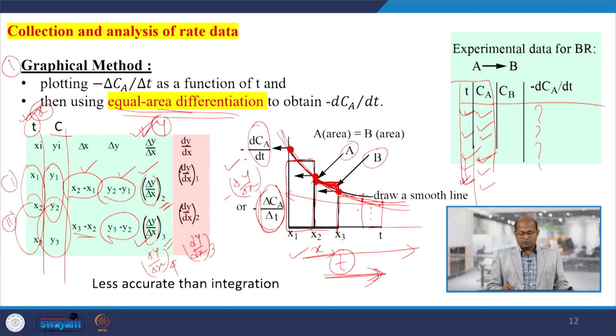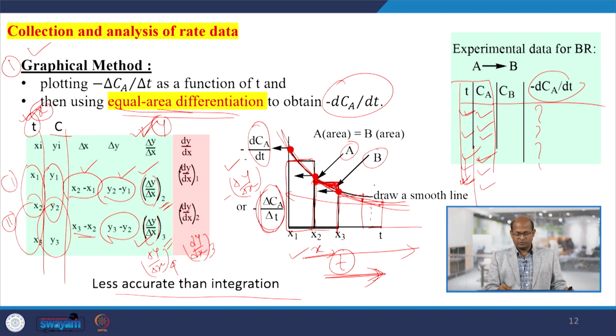Okay. So this is the graphical method, and this method is not very accurate. We can also apply this method to find out minus dCA by dt from this. By this way, we can get these dotted data points and the corresponding minus dCA by dt values, and make the tables.